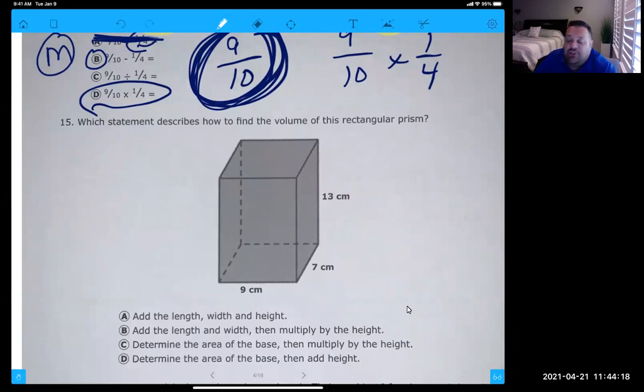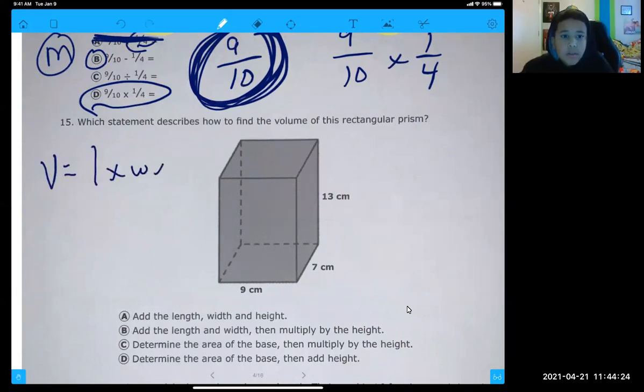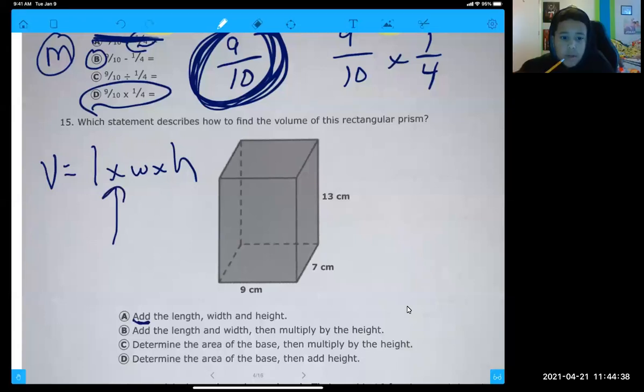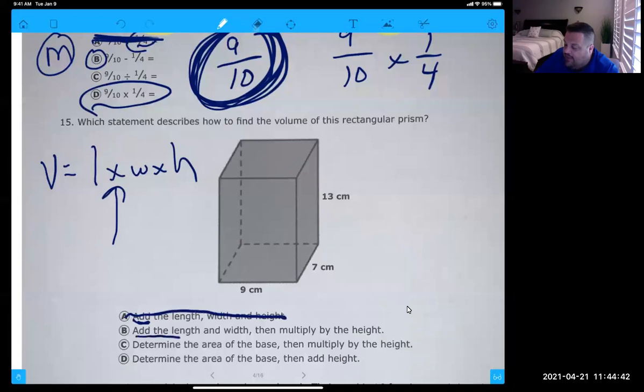Okay, so Elijah, you just said it. Tell us again. Volume equals what? Length times width times height. There you go. So now all you got to do is read these choices down here and pick the one that makes sense. So Elijah, the first one, right when A says add, are there any adding signs in what Elijah just told us? No, there's no adds. There's nothing about adding, so that can't be the answer. Now it says add the length and width. Is that what Elijah told us? No, that doesn't make sense.